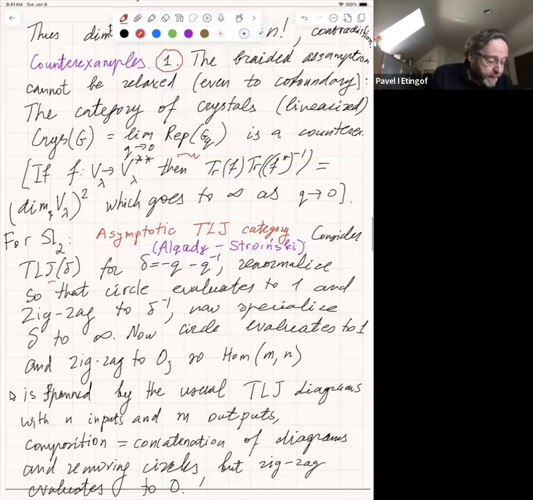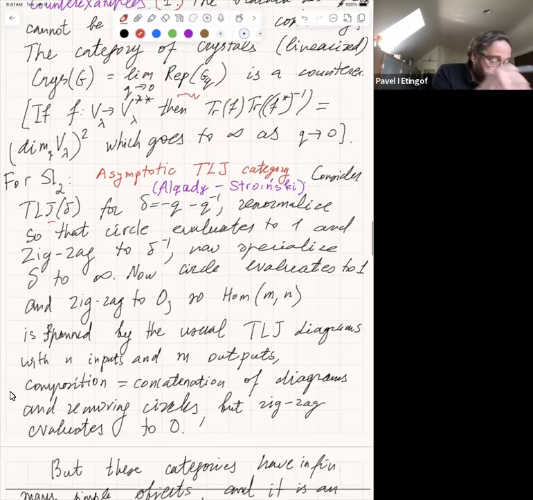So Hom from M to N is spanned by the usual temperley-Lieb diagrams. When N inputs and M outputs, composition is concatenation and removing circles, but zigzag evaluates to 0. And this category, as I said, is discussed in great detail in this recent paper.